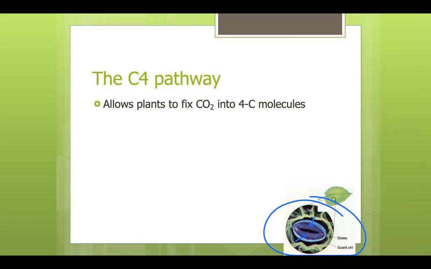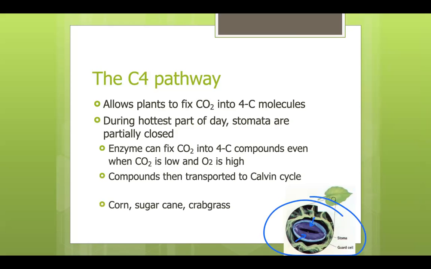So for C4 plants, they're going to fix carbon dioxide into four carbon compounds. During the hottest part of the day, the stomata are going to be closed. An enzyme during this time is going to convert the carbon dioxide into four carbon compounds, because the process that does that can work even if there's a low concentration of CO2 and a high concentration of O2, where the Calvin cycle can't work. But the C4 pathway can.